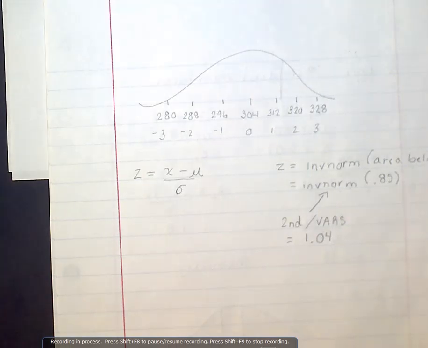Shane, can you help him, or Carter? And that makes sense because we know that the z-score of 1 is the 84th percentile. That means the z-score of 1.04 should be a little bit higher, right?